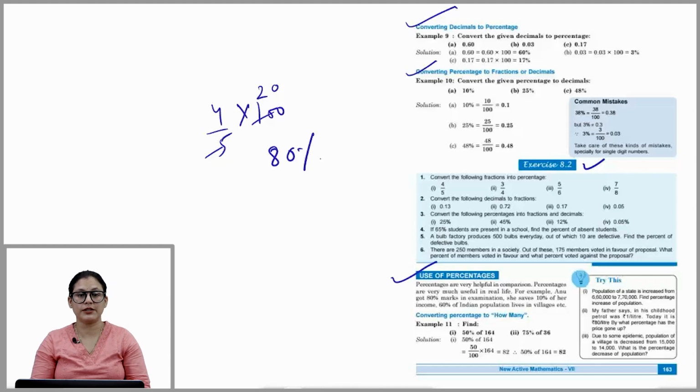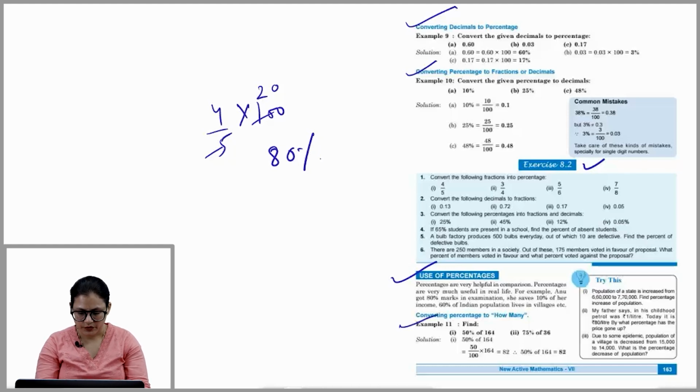Percentages are very helpful in comparison. Percentages are very much useful in real life. For example, Anu got 80% marks in examination. She saves 10% of her income. 60% of Indian population lives in villages, etc. Okay, converting percentage to how many?